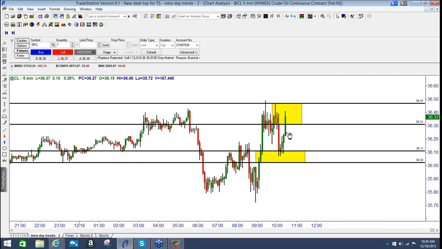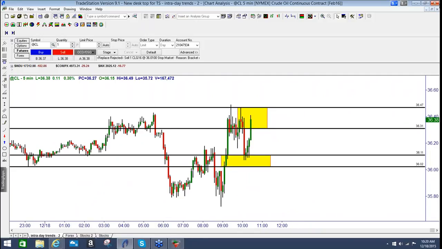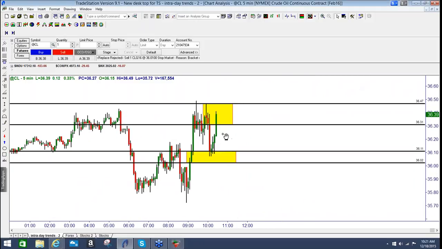No, okay, so here's what I was trying to get at. Hold on, let me read some of the questions. All right, here was my thesis. When price got into here, this was my overall target, 36.31. So I'm risking 9 ticks to make 21, just a little bit better than 2 to 1.